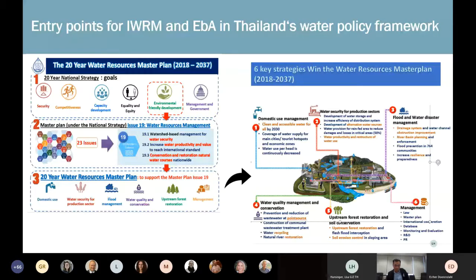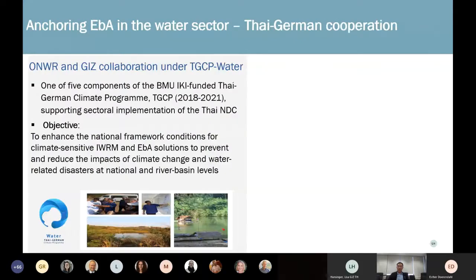Beyond the political and regulatory basis, an enabling factor for EbA in Thailand was also that the UNWR entered into a Thai-German cooperation project that supports UNWR to promote the integration of EbA in the water sector on the national level, as well as through concrete action in Thailand's river basins.